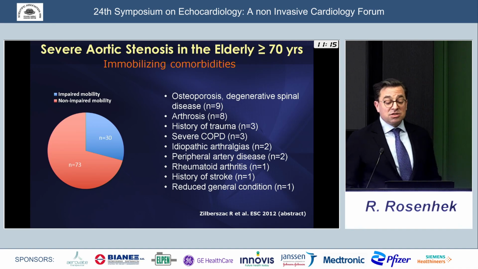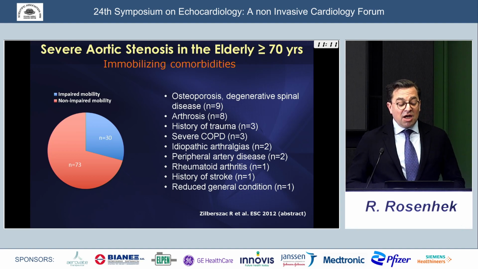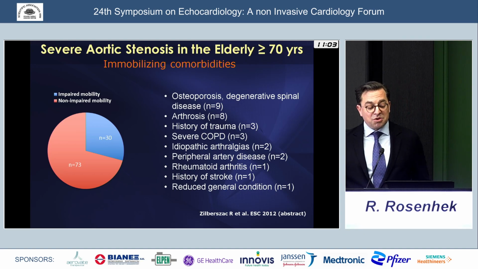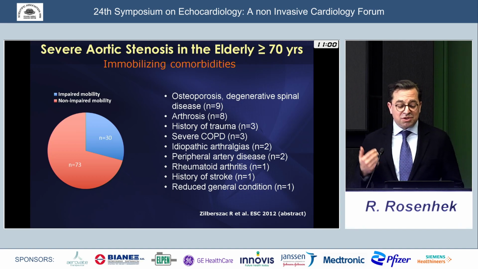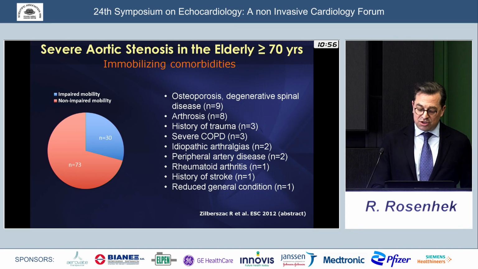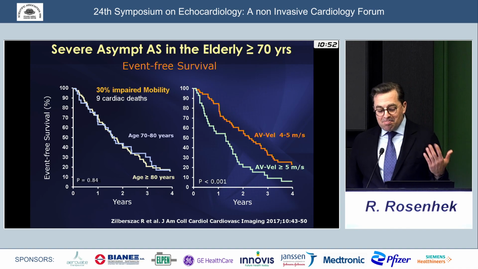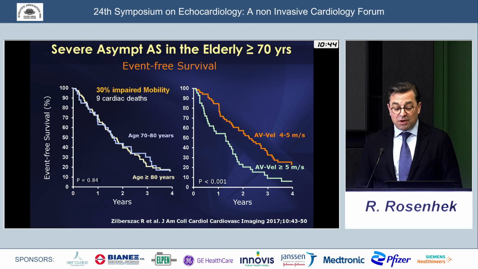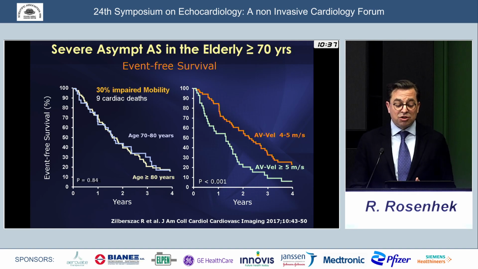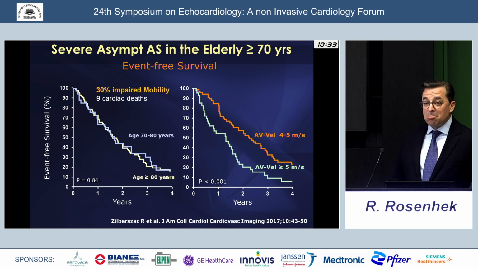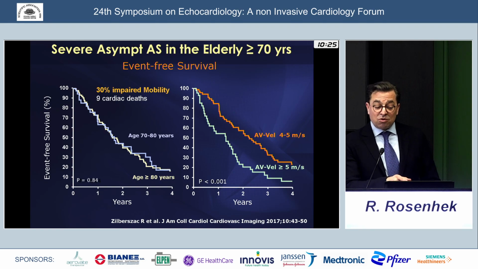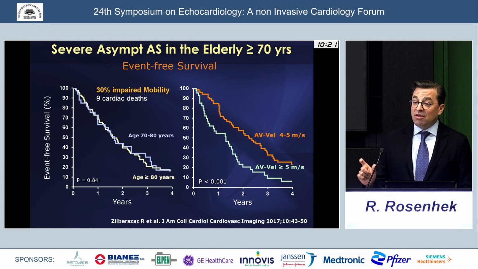We have looked at patients over 70 years of age, and what we found is that in 30% they have immobilizing comorbidities: osteoporosis, degenerative spinal disease, arthrosis, trauma, severe COPD, or other conditions that limit their normal activities. But if you look at event-free survival, you see that the event rate for severe stenosis in the elderly is very high, probably higher than in the younger population, 90% needing surgery or intervention within 3 years. And again, peak velocity predicts the need for intervention with a threshold of 5 meters per second or more. What we found in that group were 9 cardiac deaths, which was higher than in the general population.